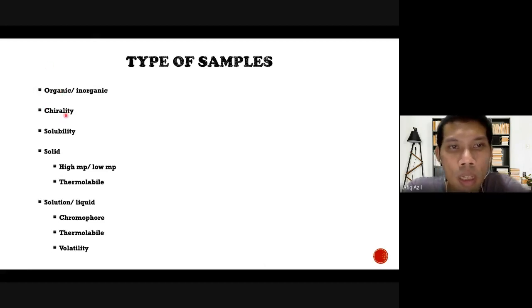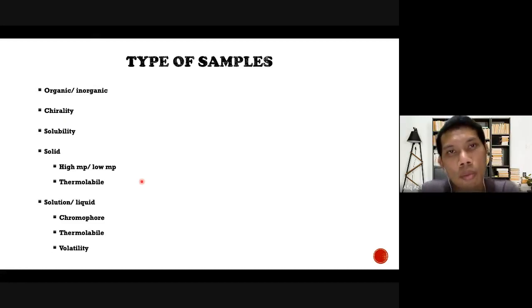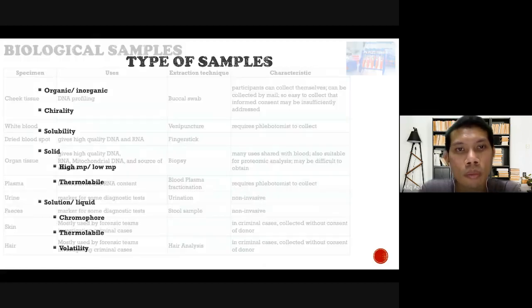And then chirality, which can be tested using a polarimeter, and solubility, whether it can be dissolved in polar or non-polar solvent, and whether the sample is solid or liquid. So this has to be taken into account before you select the most suitable method in order to analyze it.